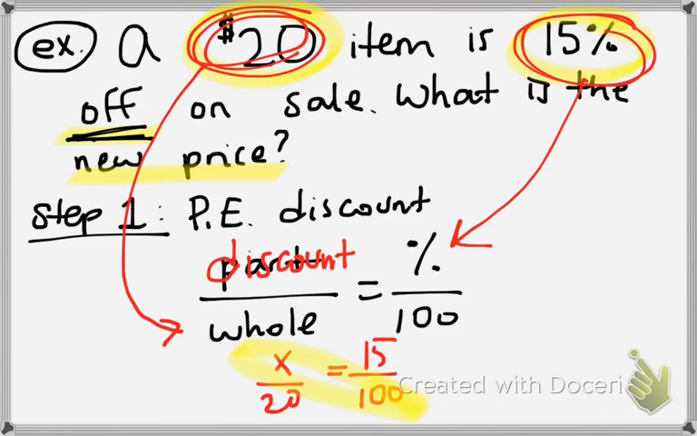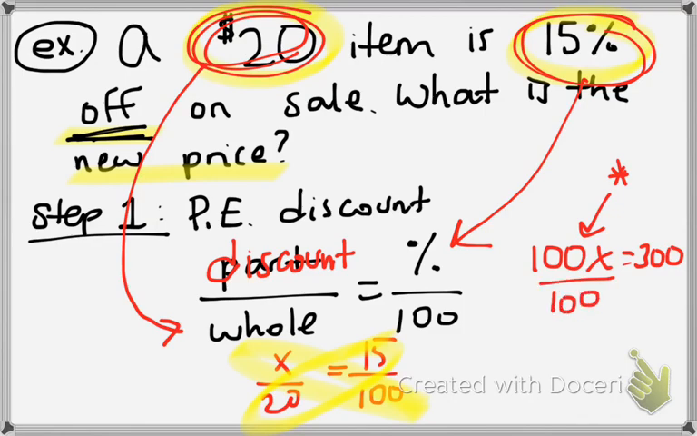X times 100 is 100x. 15 times 20 is 300. Okay, 100 and x are multiplying, so the inverse would be to divide. And remember, cancel out those zeros, cancel out those zeros. 3 divided by 1 is 3. Okay, so that's the discount.